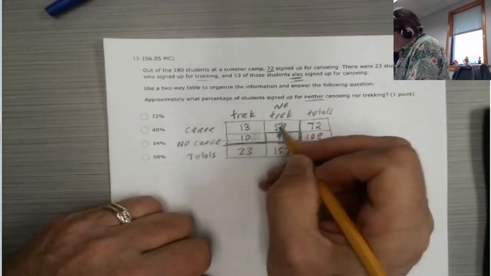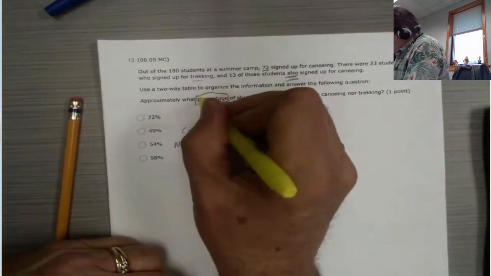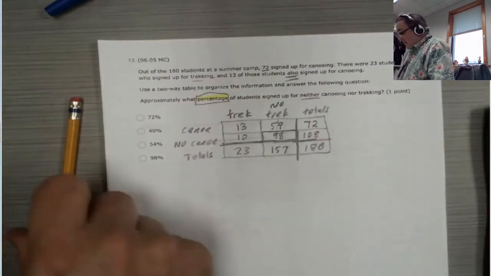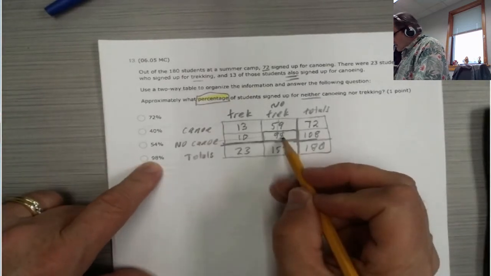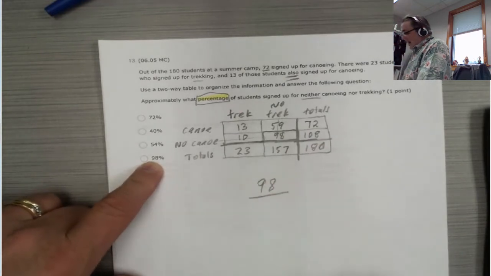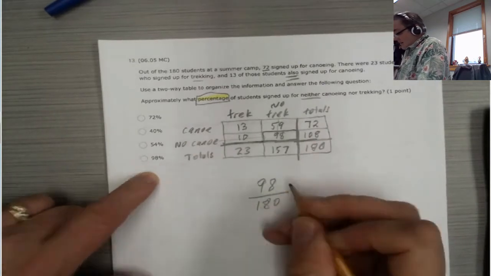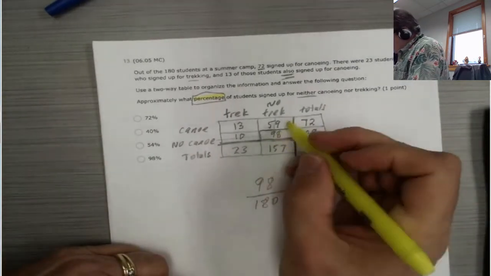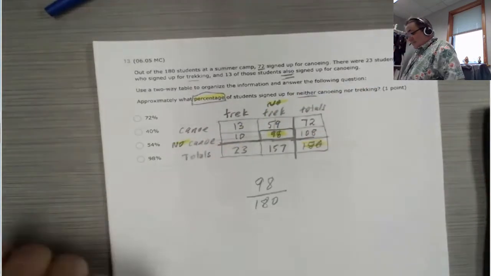And they want to know percentage. Okay, that's the key word, percentage. What percentage of students signed up for neither one? Well, it's not 98% because this is the total number of students, not the percentage. 98 did not sign up, but out of how many students are there? There are 180. So 98 of the 180. And this is the no trekking, no canoeing group.